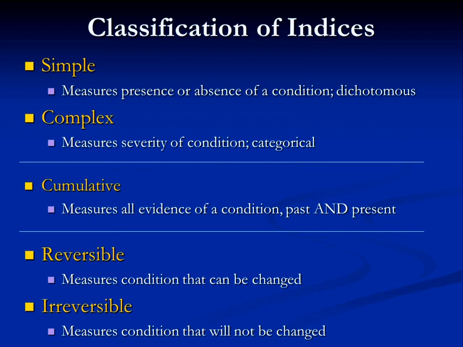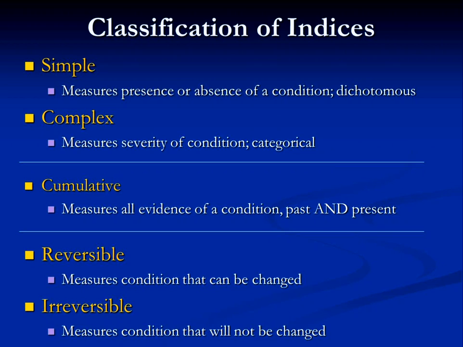We can classify indices in several different ways. An index can be either a simple index or a complex index. A simple index just basically means that it is measuring whether a disease or a condition is there or not. So it's dichotomous in measure. So we say, yes, a disease is present, or no, a disease is not present. We do this with our bleeding on probing whenever we're doing our perio charting. So we say, yep, there's bleeding there. Nope, there's not bleeding there.